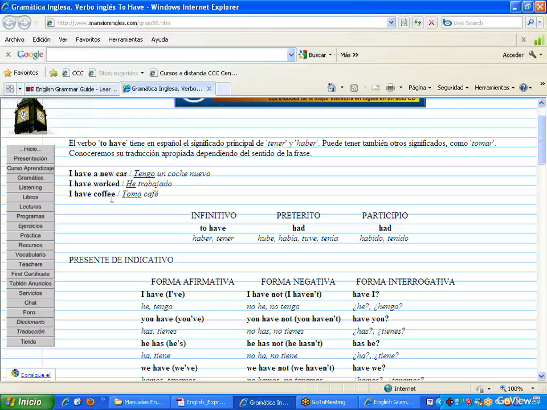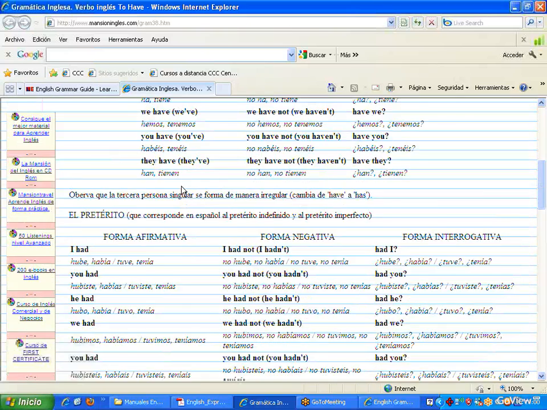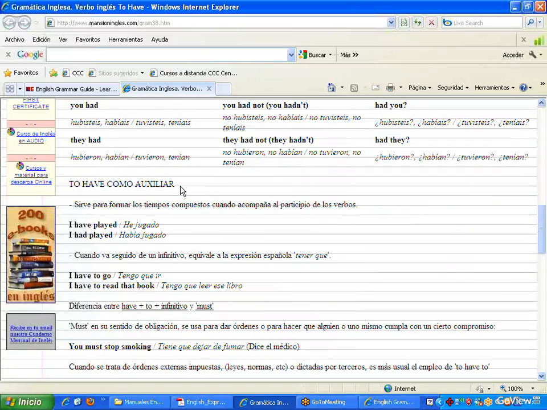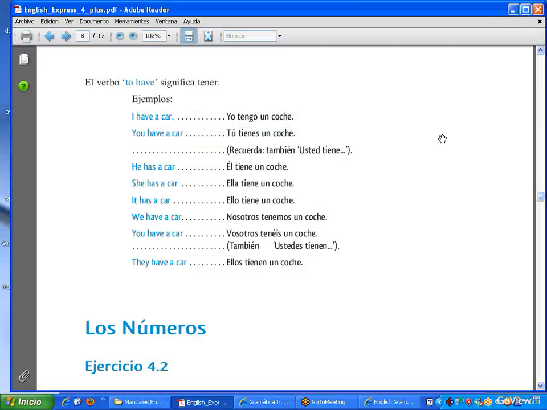Okay? Now, when you have learned the verb to have, and please spend a long time looking at this verb, maybe one day, quizá un día, okay, looking at the verb to have.